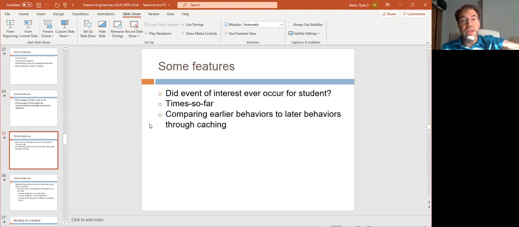Comparing earlier behaviors to later behaviors through caching. I love this one. Like, is a student getting faster at responding over time? Is a student becoming less serious over time? Let me give an example from Alex Bowers' work, since I see Alex on this call. A student whose performance is low in, say, upper elementary or middle school, it means something very different for their risk of dropping out of high school, depending on whether they started out low and stayed low, or started out higher and dropped. In fact, kind of counterintuitively, if you're just saying the higher the average grade the better, starting high and dropping is actually associated with worse outcomes than starting low and staying low.